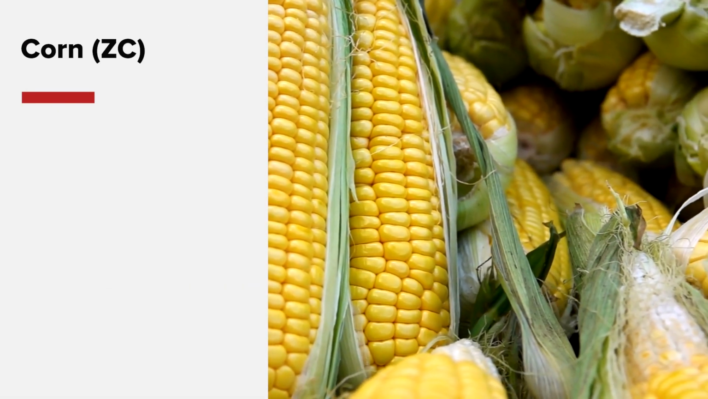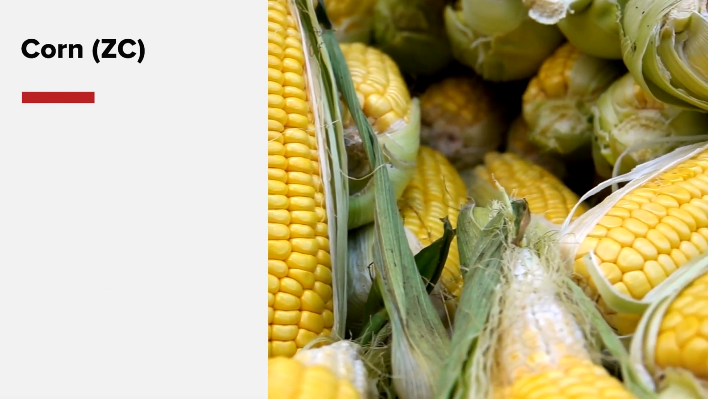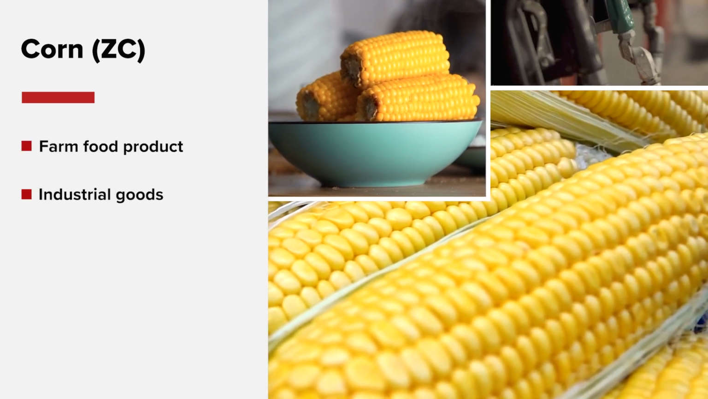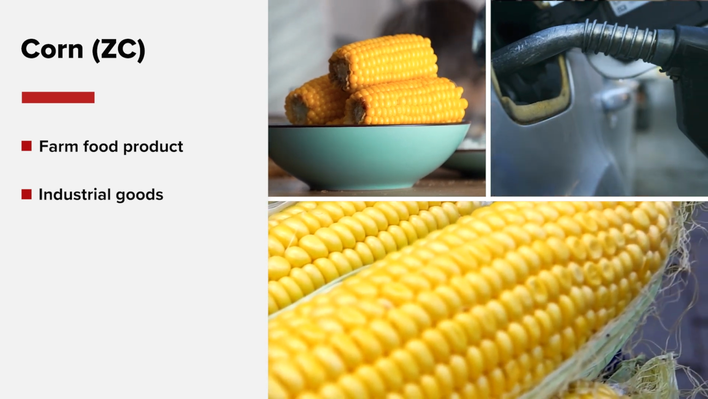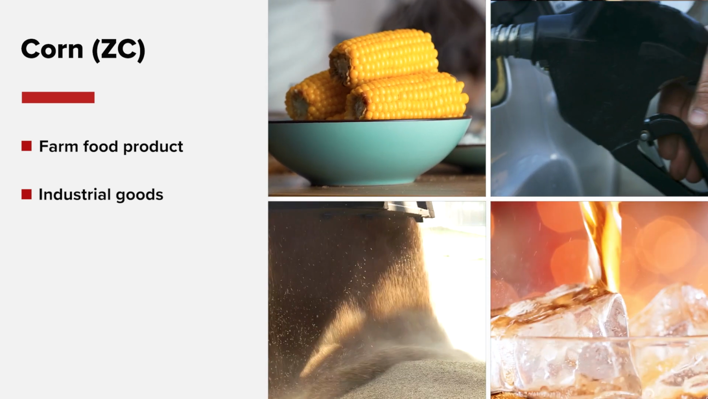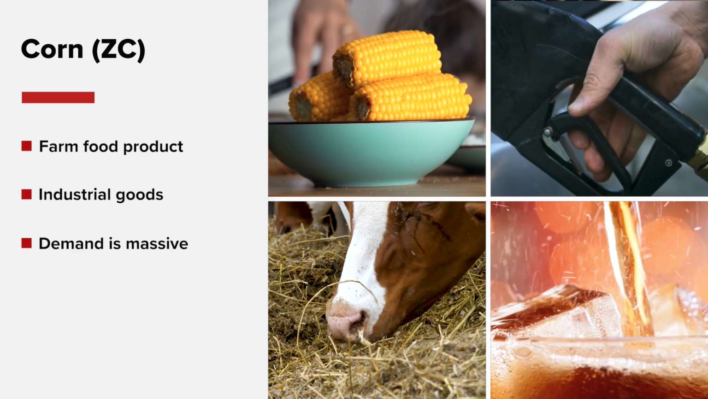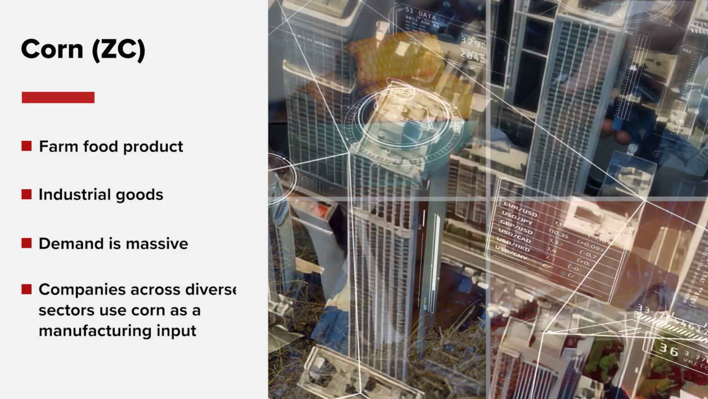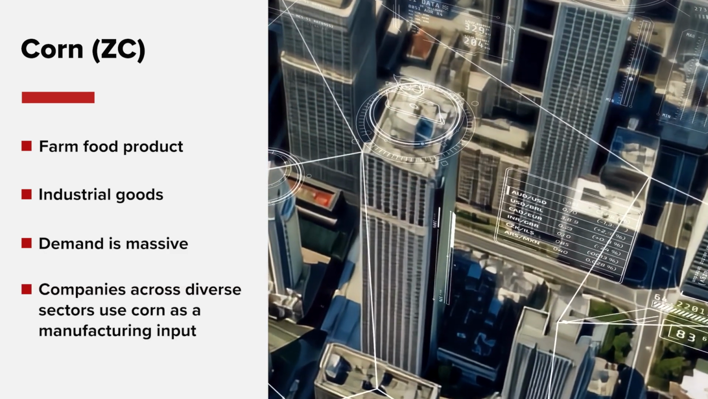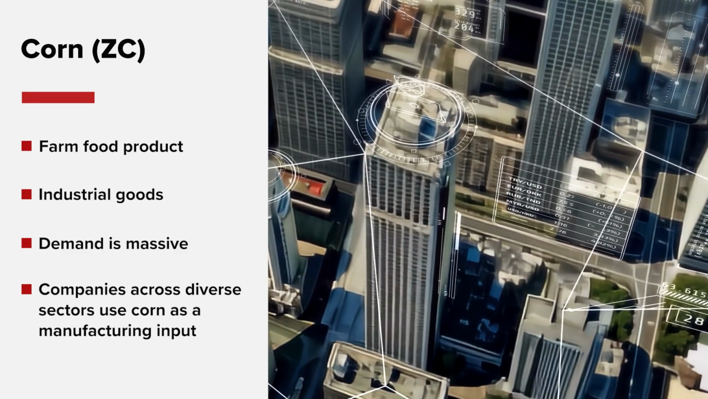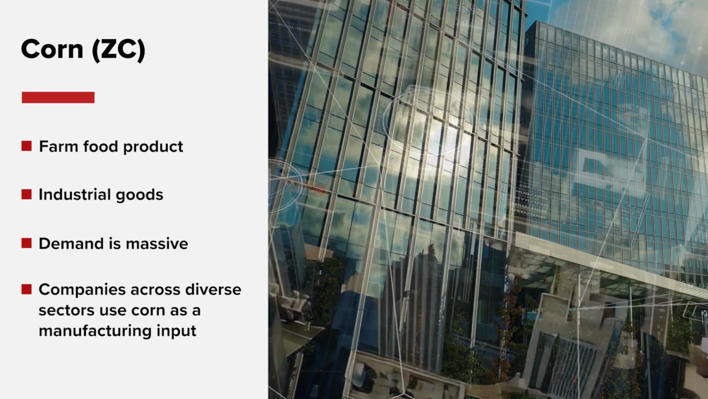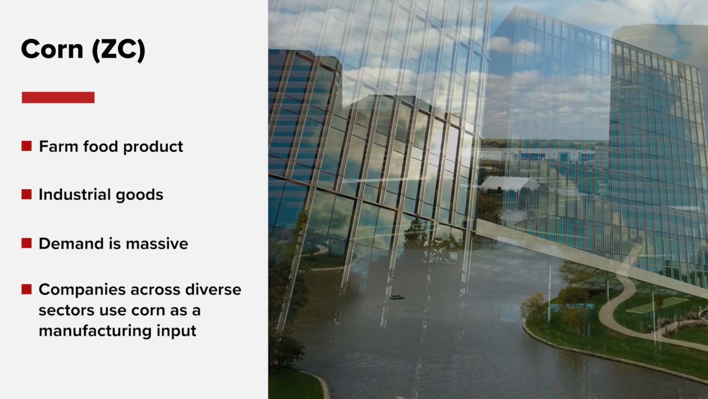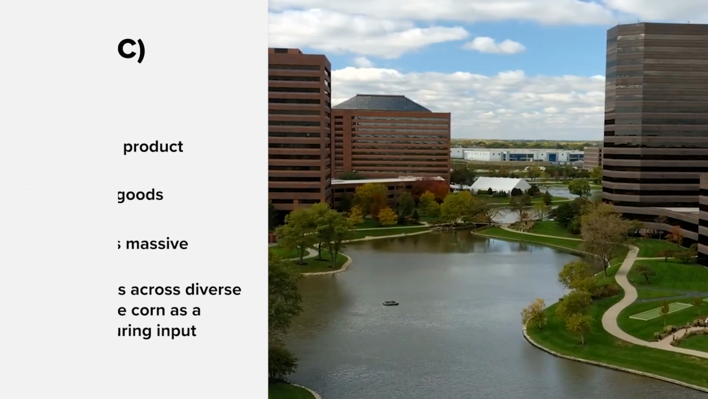Now, let's take corn again, for example, which, as we addressed in our previous lesson, isn't only a farm food product. It's also used to produce industrial goods, such as biofuels, and serves as a key staple in products such as corn syrups and animal feed. Indeed, the demand for corn is incredibly massive, which in turn makes it a highly liquid and actively traded commodity. For instance, companies across diverse sectors use corn as a manufacturing input, such as food and beverage giants Coca-Cola and PepsiCo, or agribusiness company Cargill, which might use it for ethanol, corn oil, starches, and other products, as well as Procter & Gamble, DuPont, many others.